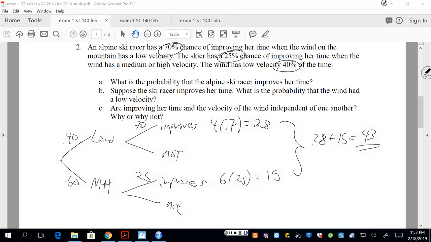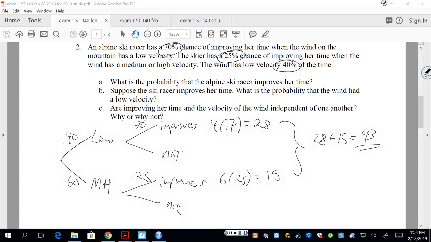Are those independent things? Is whether she improves independent of the wind? Is there any difference in the probabilities? Yes. If the wind's high, she has a lesser chance of improving. These conditional probabilities are different, so they can't be independent. If you took the chance of low and improving as a product of those two things, that's 0.28. But if you take 0.4 low times 0.43 improving overall, you don't get back that 0.28. The key thing is the probabilities change depending on the wind. So they're not independent. They're changing the chances.